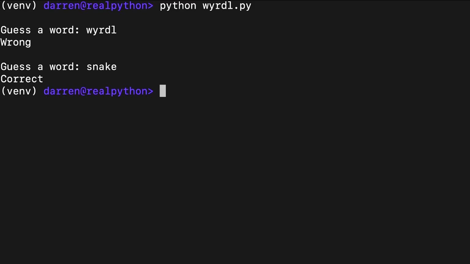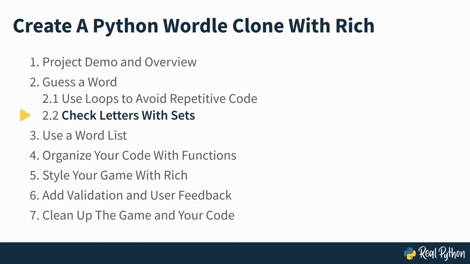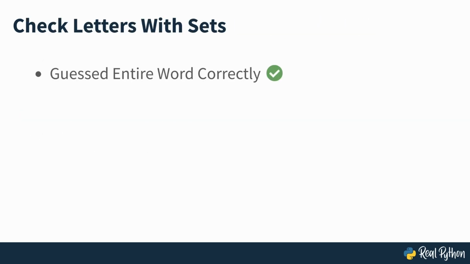Next, it's time to make the game more playable by adding some proper feedback. In the next section of the course, you'll see how you can enumerate which letters the user has guessed correctly. Check letters with sets. So far, you've only told the user whether they've guessed the entire word correctly or not. To give some hints to allow them to deduce the secret word, you'll add feedback about the individual letters they guess.